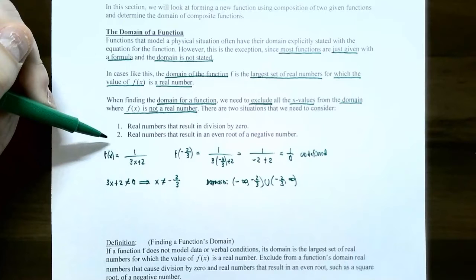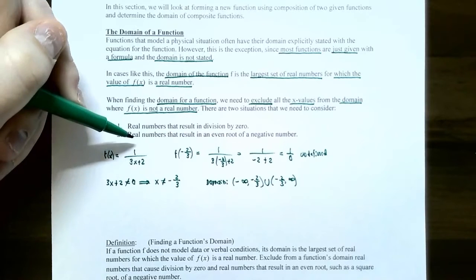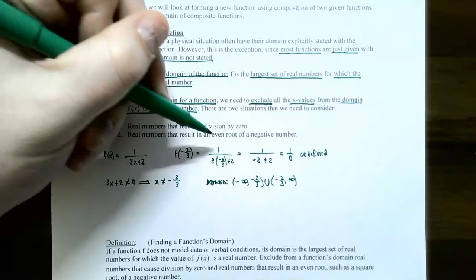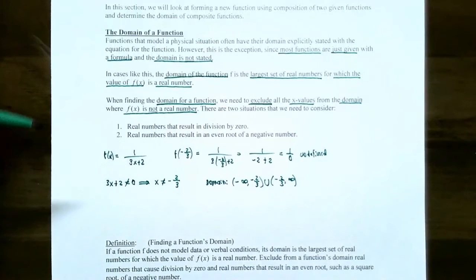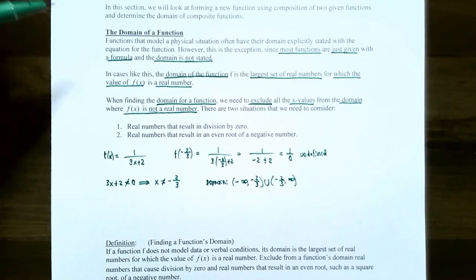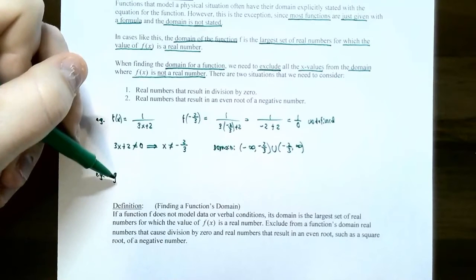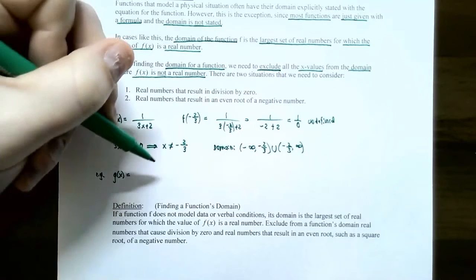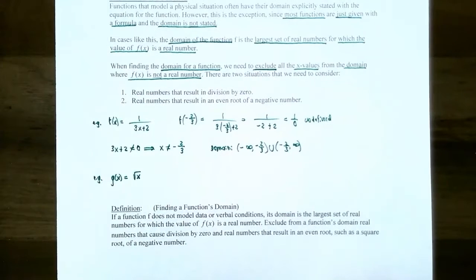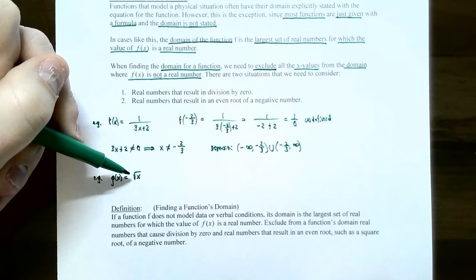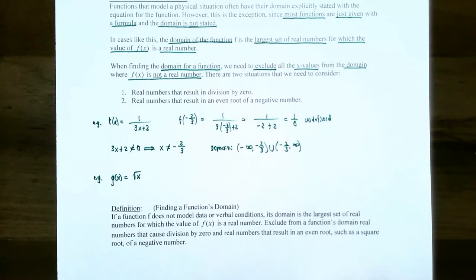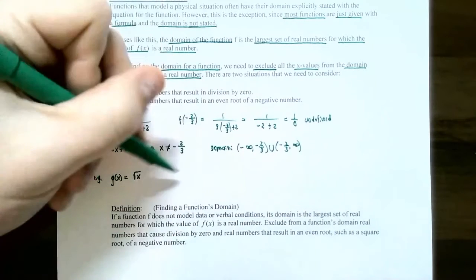The other operation in mathematics is real numbers that result from an even root of a negative number. In other words, you cannot take the even root, the square root, the fourth root, the sixth root, the eighth root of a negative number. Those don't exist. So let's call this function g of x. G of x will be the square root of x only. Even though there's not a number on the root, it's called a square root, so it's assumed to be a 2 there. So this is an even root because it's a square root.